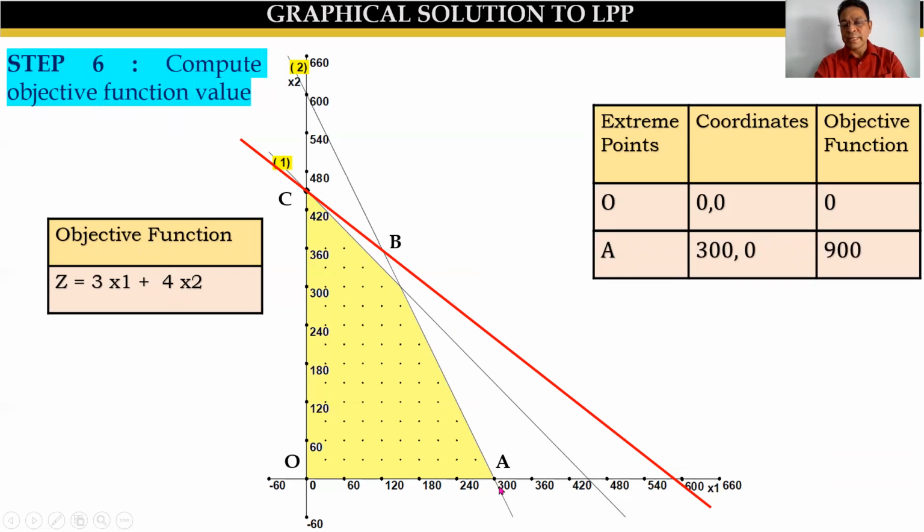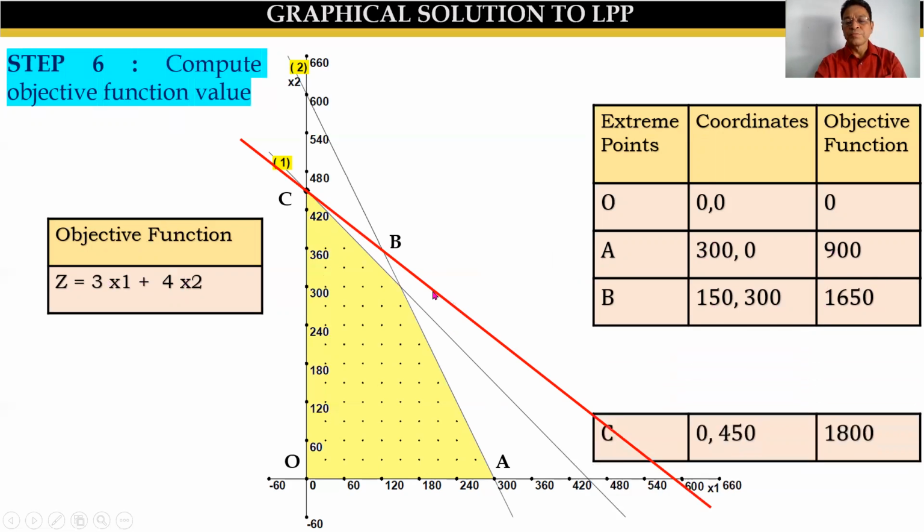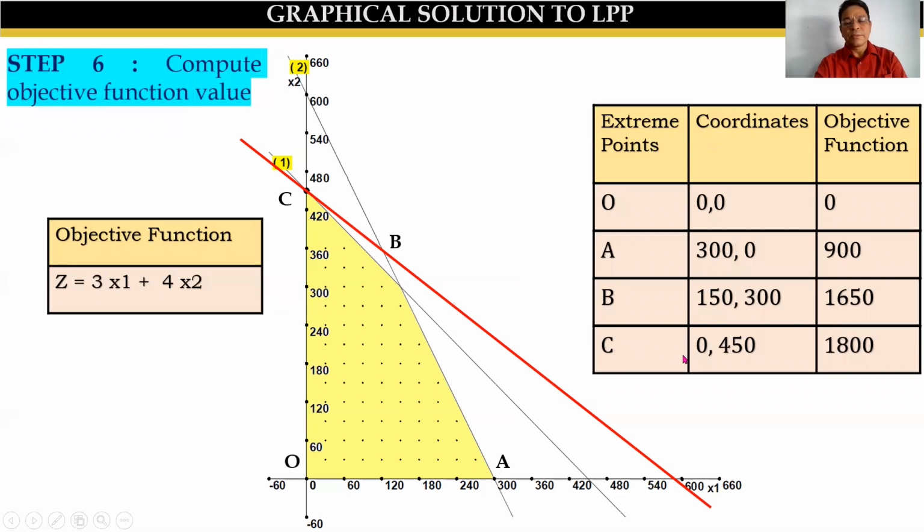Substitute x1 is equal to 0, x2 is equal to 0, and we'll get z is equal to 0. Then move to the next point, that is A. What are the coordinates? X1 is 300, x2 is 0. So you put x1 is equal to 300, x2 is equal to 0, and you will get the value of z as 900. We'll move to the third point, that is B, where x1 is equal to 150 and x2 is equal to 300. And here we will get z is equal to 1650. And we are left with the last point C, where we put x1 is equal to 0, x2 is equal to 450, and we get 1800 as the value of z.